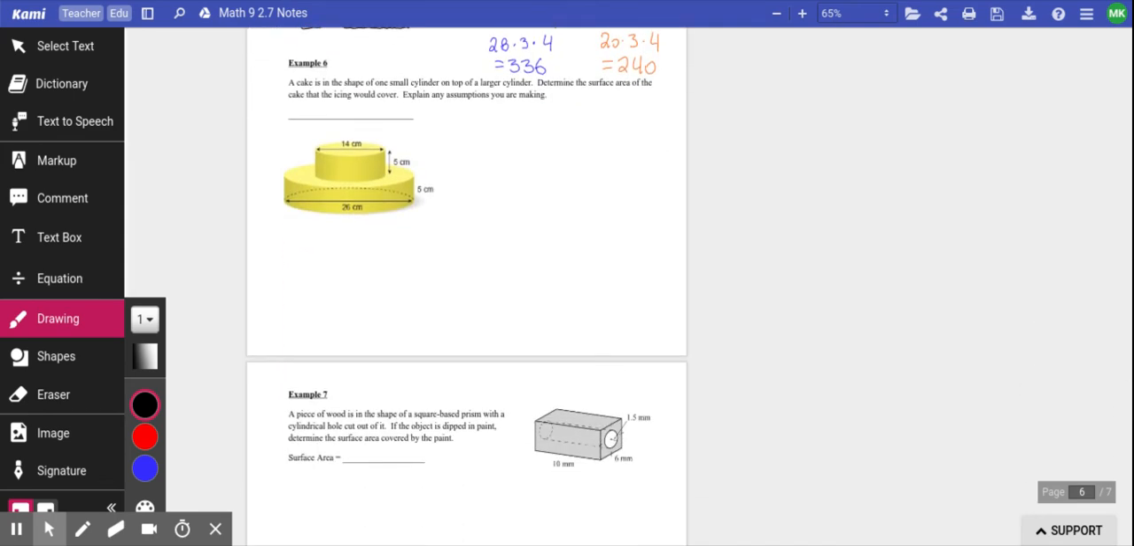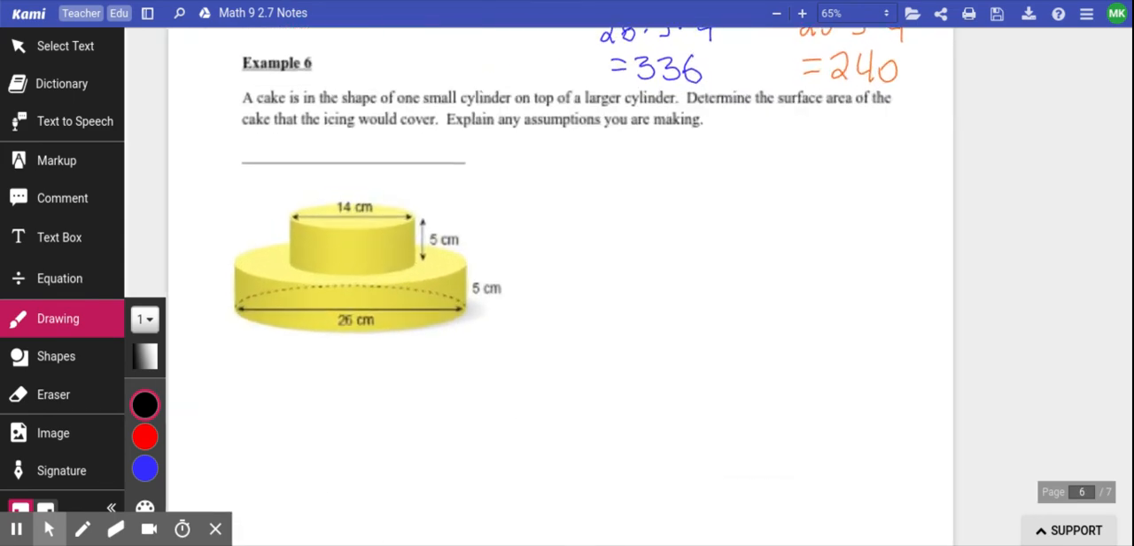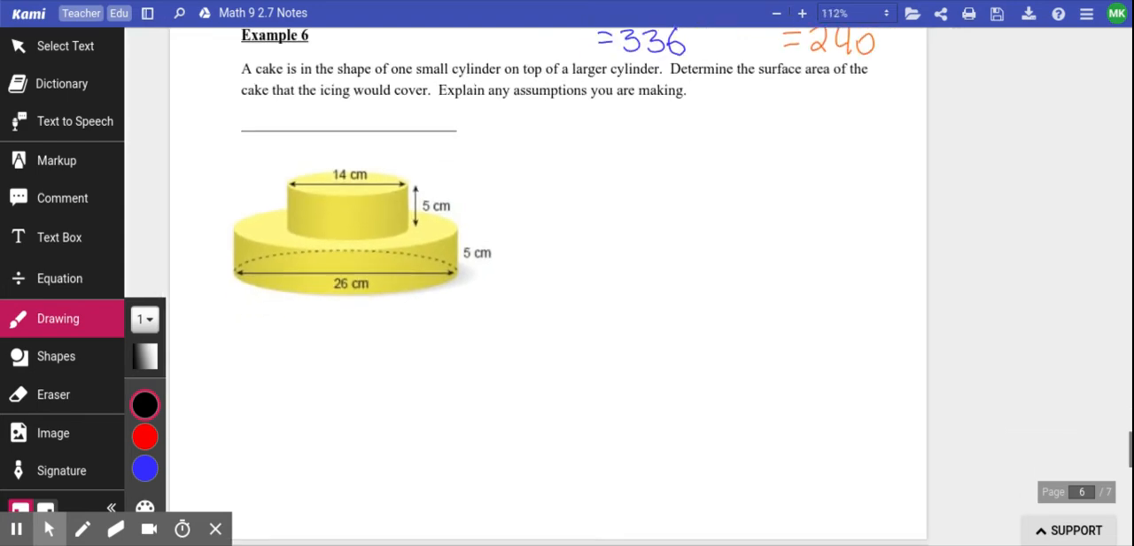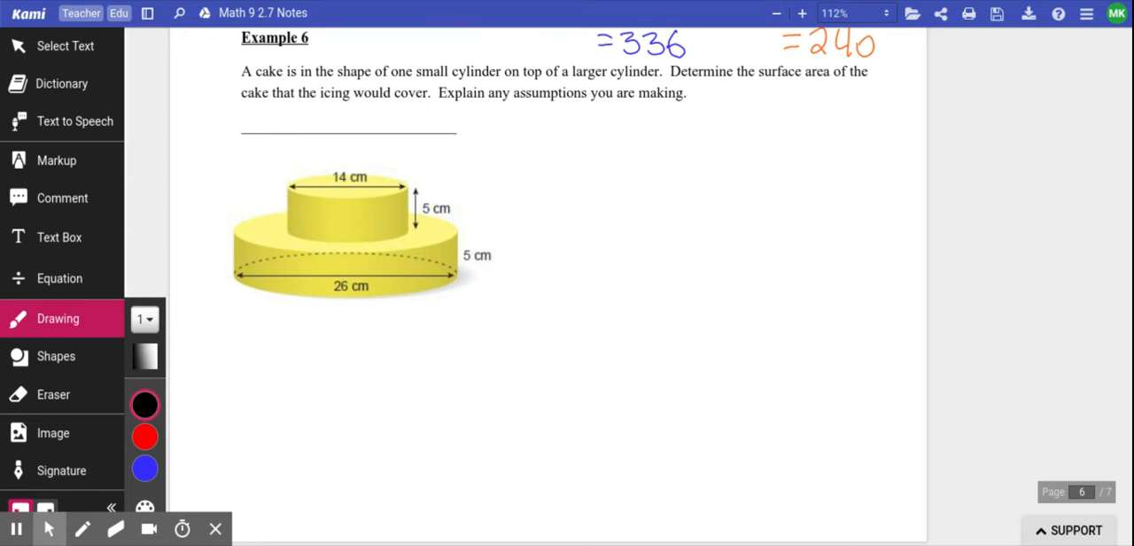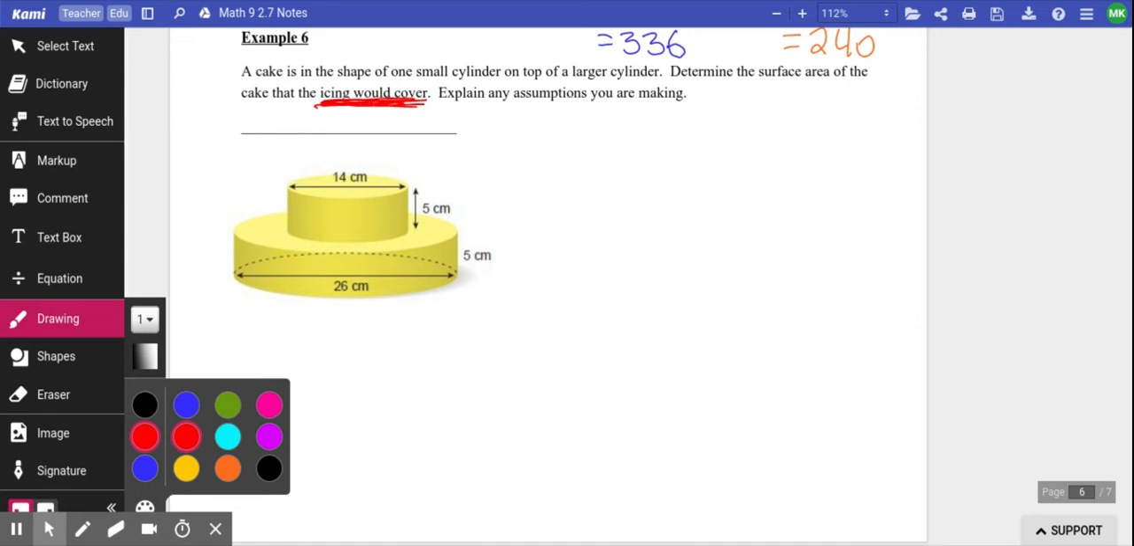The next question. This is just like a two-layered cake, basically. We have a cake in the shape of one small cylinder on top of a larger cylinder. Determine the surface area of the cake that the icing would cover. So sometimes you're not actually calculating the surface area, you're determining the surface area that needs icing. If you were icing a cake, would you ice underneath it? No, right? It would be delicious, but you wouldn't do that. You would just put the cake down and layer the icing around the outside and the top. So you don't need to calculate the bottom.